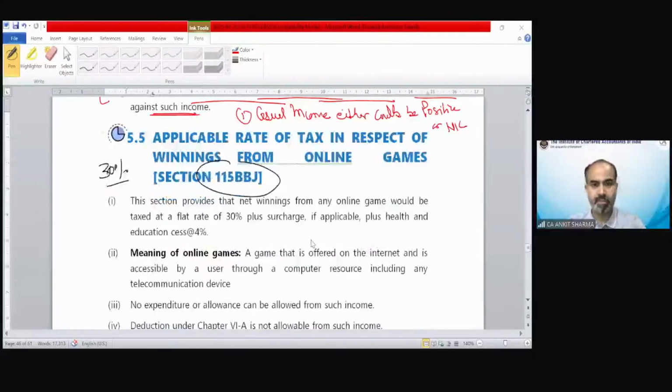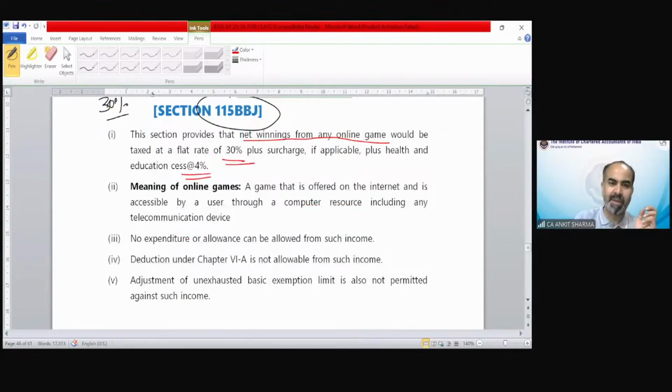Okay. Now the second section, again for casual income, which is winnings from online games, etc. The same concept is here. The section provides that the net winning from any online game would be taxed at 30% and 4%. Meaning of online game, same concept: no reduction, no expenditure, no deduction, no expenses, no exemption limit can be utilized.